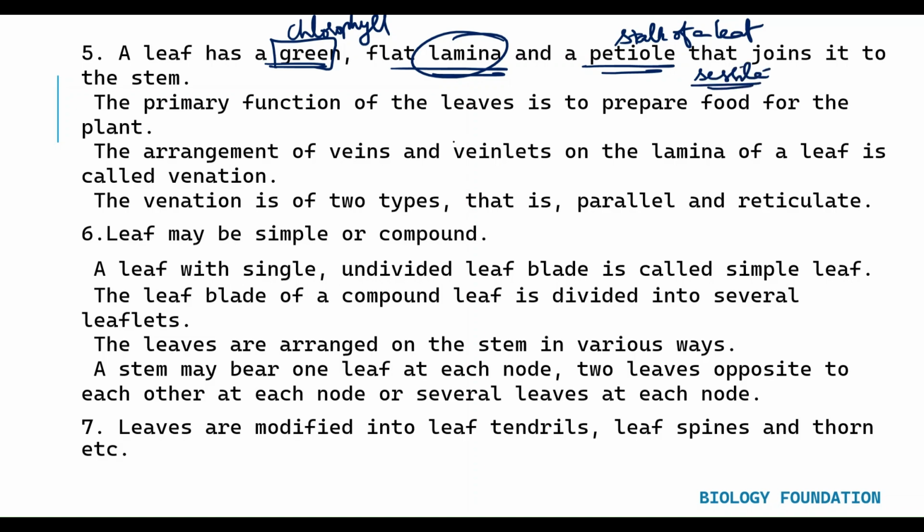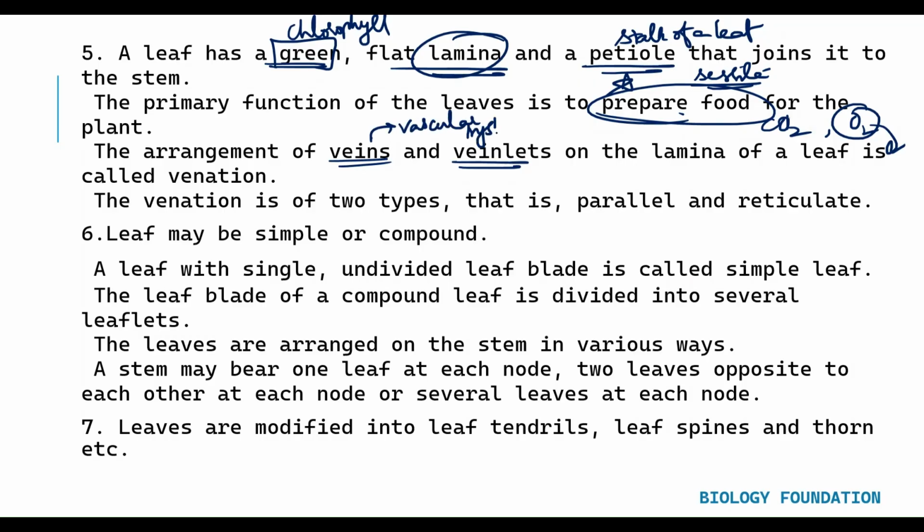Okay. The primary function of the leaf is to prepare food, that is, to perform photosynthesis, wherein carbon dioxide is taken in and oxygen is liberated out. Right. The arrangement of veins and veinlets. Veins are nothing but the vascular system of the leaves, which help in transport of food and water. Xylem helps in transport of water and phloem helps in transport of food.